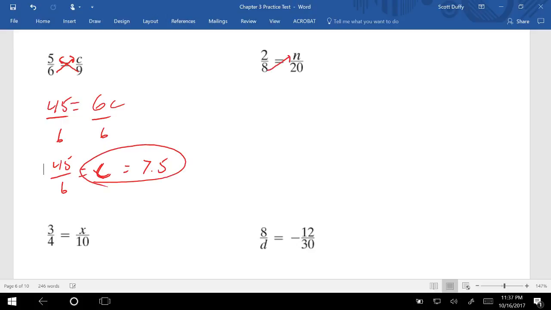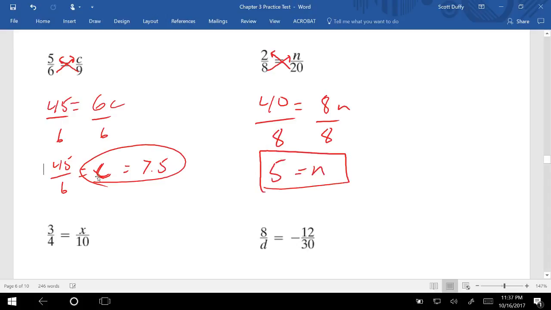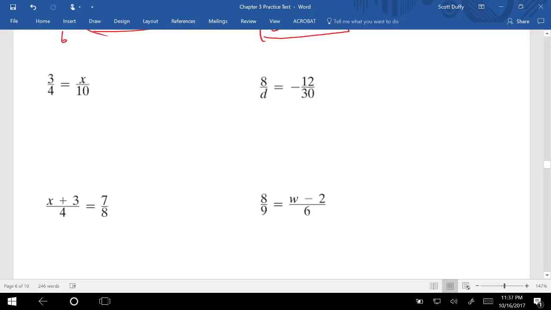8 times n is 8n. 20 times 2 is 40. Divided by 8, divided by 8. N equals 5. 10 times 3, 30. 4 times x, 4x, divided by 4, divided by 4. X equals 7.5 again.